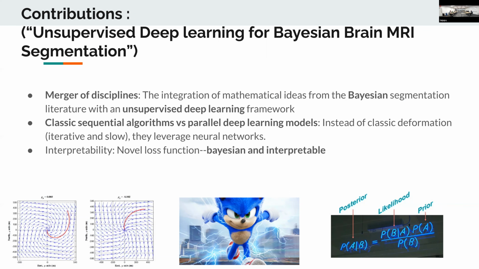Their contributions are basically that they merge some of the interpretability of Bayesian methods with the speed of unsupervised or deep learning methods. Classical sequential algorithms are kind of slow but prevalent in neuroimaging, but there's a pattern of replacing these algorithms with deep learning methods that are more parallel.